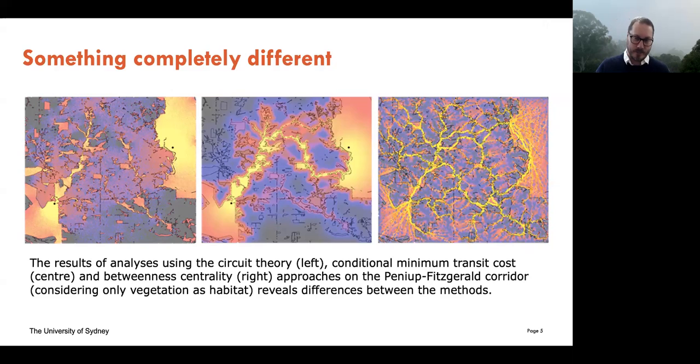And this is an area in Western Australia between the Peenyup and Fitzgerald national parks. And so we were interested in which pieces of land we should buy to try and improve biodiversity by providing more corridors for dispersal between these 2 national parks. Anyway, that's something just completely different.